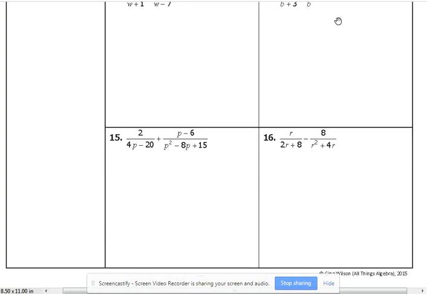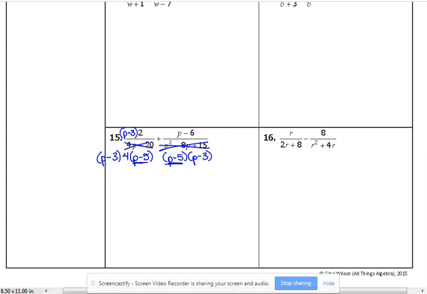Okay? Last two, and then I will stop talking. Okay? 15. First denominator. What do we need to do? Take out a 4. Leaves us with p minus 5. Second denominator. P minus 5 times p minus 3. So, they both have p minus 5. What's the first one missing? P minus 3, top and bottom.